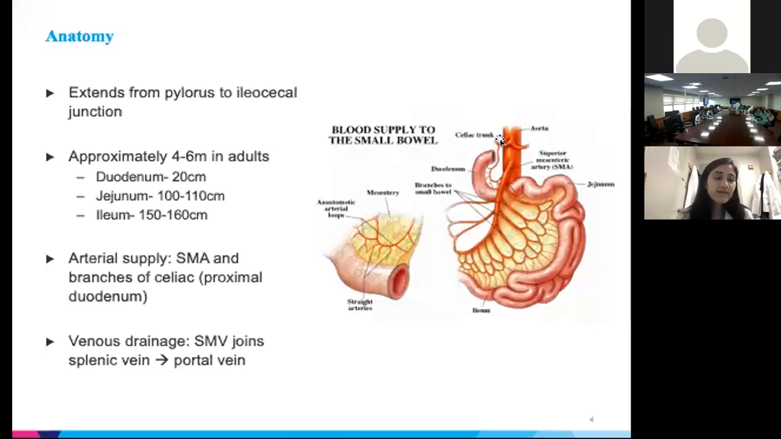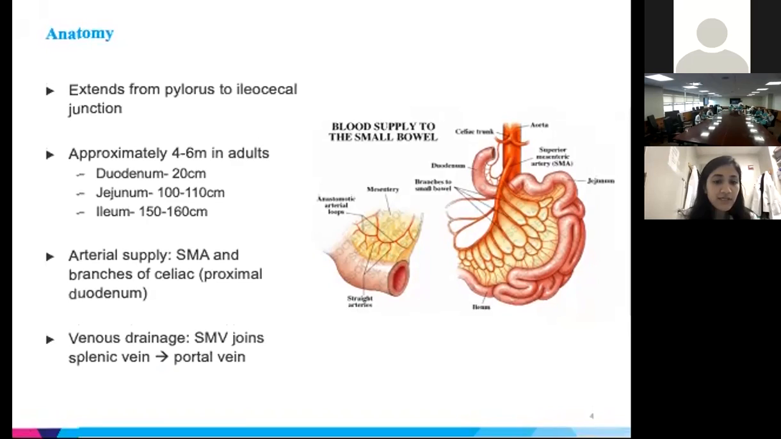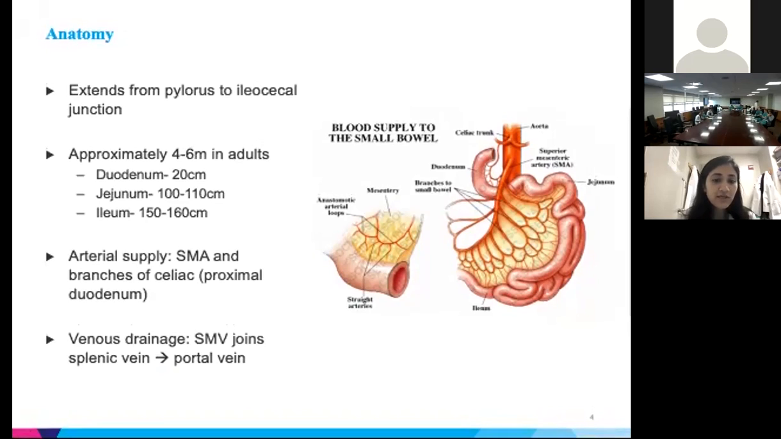So anatomy of the small bowel. The small bowel extends from the pylorus to the ileocecal junction and is approximately 4 to 6 meters in most adults, or 270 to 290 centimeters, and is composed of the duodenum, the jejunum, and the ileum.